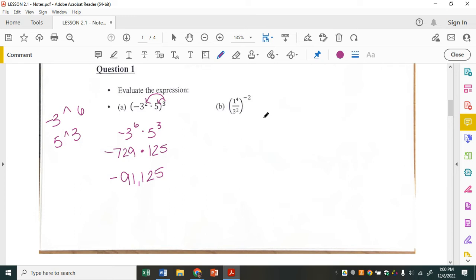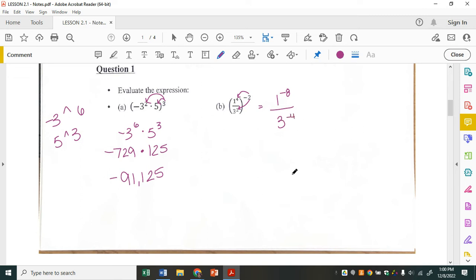Distribute to the 4. Yeah, we can distribute to the 4 like this exponent. We need to distribute to the bottom as well. So what are we doing between these exponents? Multiplying. So I have 1 to the -8 over 3 to the -4.